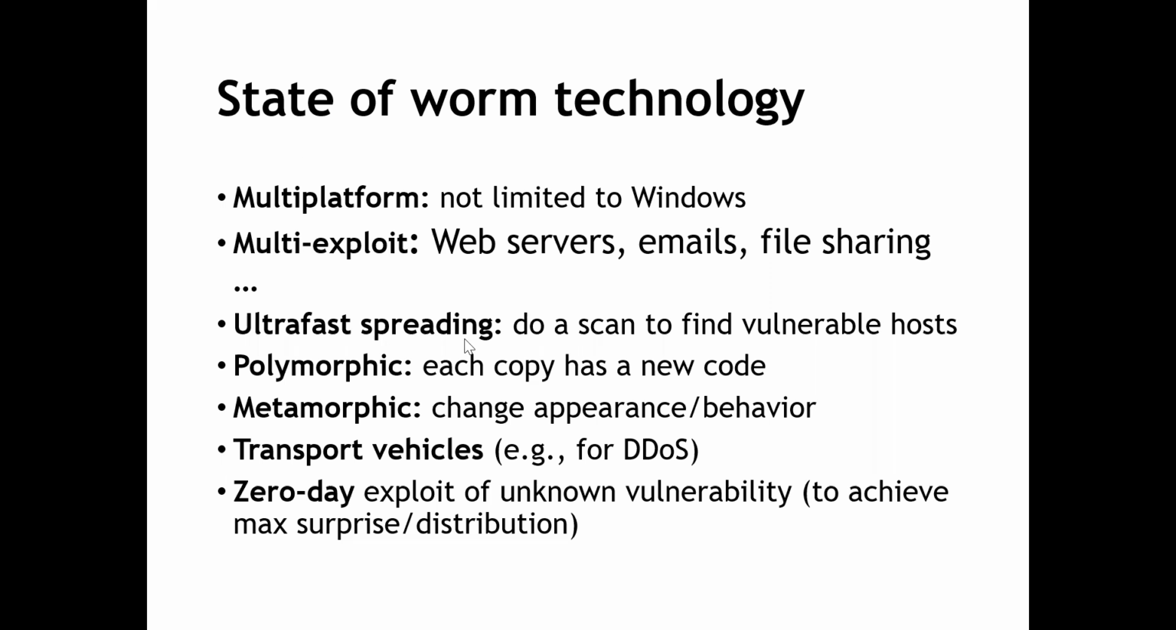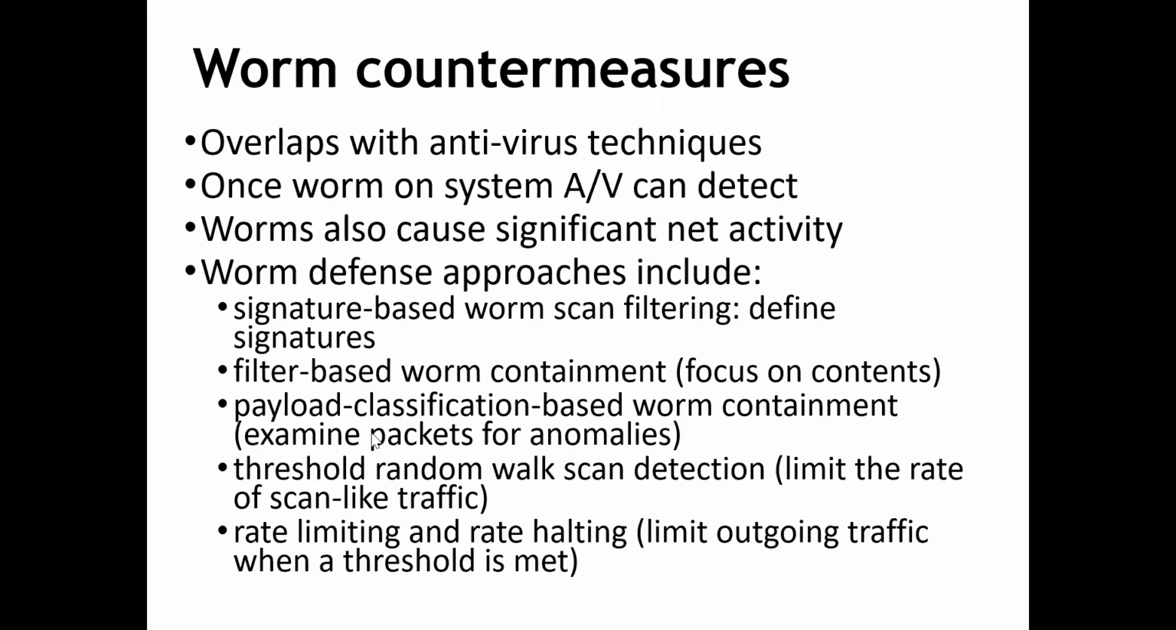So we have different sets of worms, just as we saw different sets of viruses. There are the zero-day worms, and the transport vehicle worms, which are mainly for distributed denial of service. These ones are mainly for the bots, because they want to move and send millions of packets. The metamorphic ones change their form of appearance and behavior, then polymorphic, and the ultra-fast speed. We had seen the multi-exploits and the multi-platform. So there are different forms of worms, and of course, they move with a level of complexity depending on what they are meant to do.